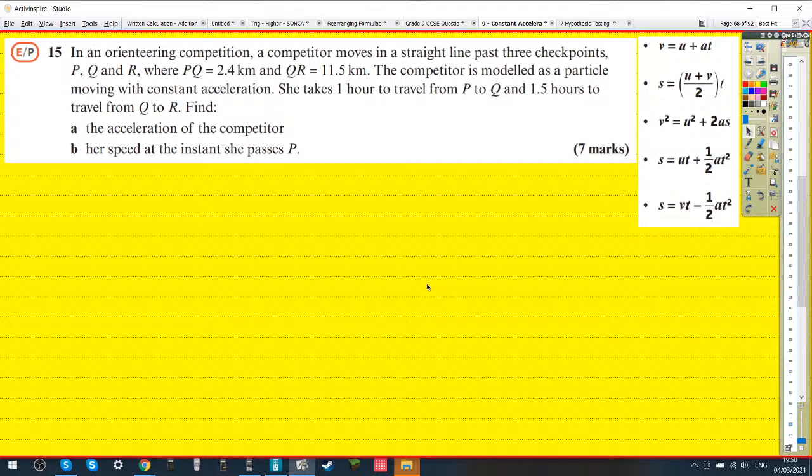Let's see this one, the acceleration. Coming in a straight line down 3 checkpoints, P, Q, R. PQ is this distance. QR is this distance. The particle takes 1 hour to travel from P to Q. The acceleration from Q to R. Alright, this is a good one. Yeah, how do we do A?